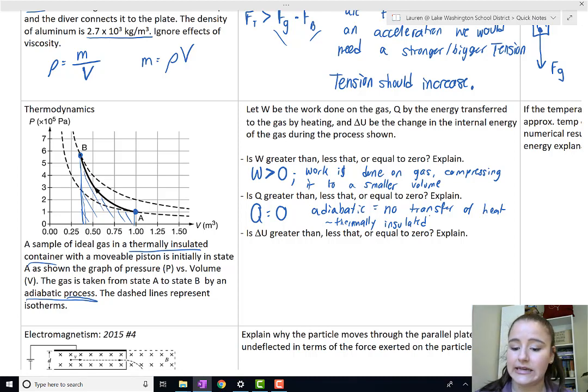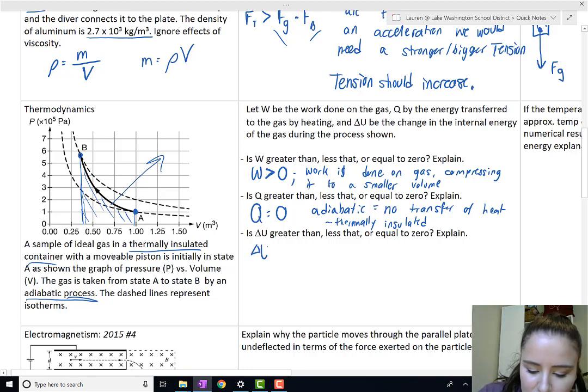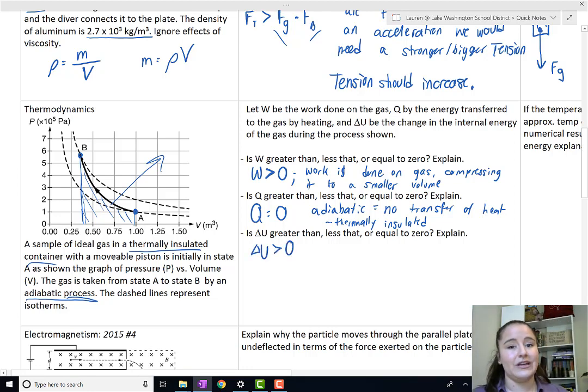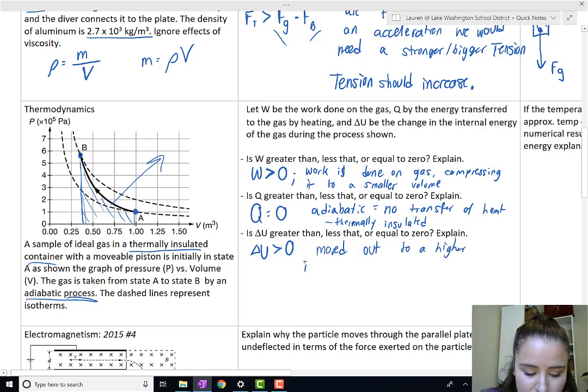Now, delta U is internal energy. There's a couple different ways we can reason this one out. First, it's moving up on the isotherm lines. If you remember, as you move up in the graph, as you move in this direction, the temperature increases, so delta U is going to be greater than zero. Also, if the work is positive and Q is zero, we know that the internal energy is the work plus the heat, so it must also be positive. So it moved out to a higher isotherm. That can be one.